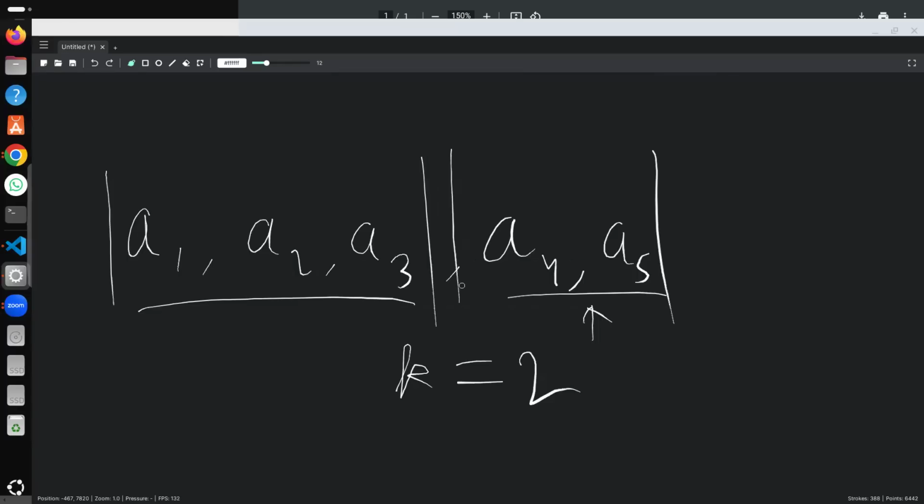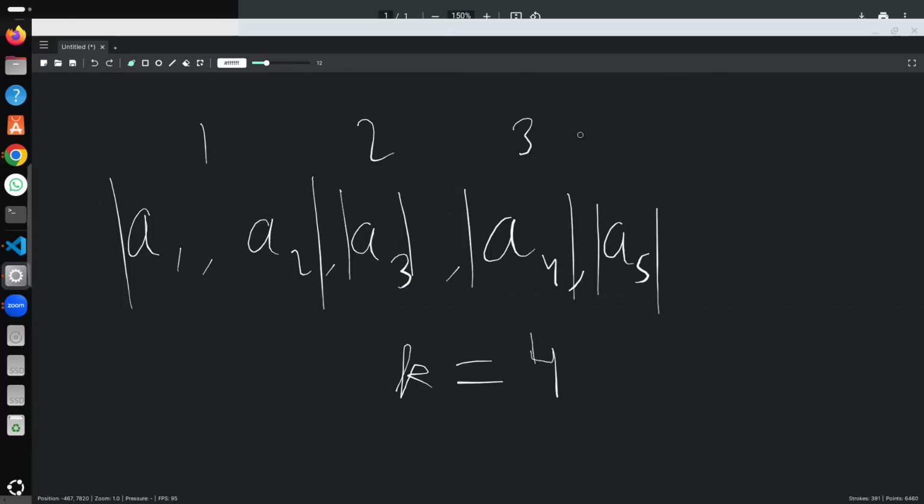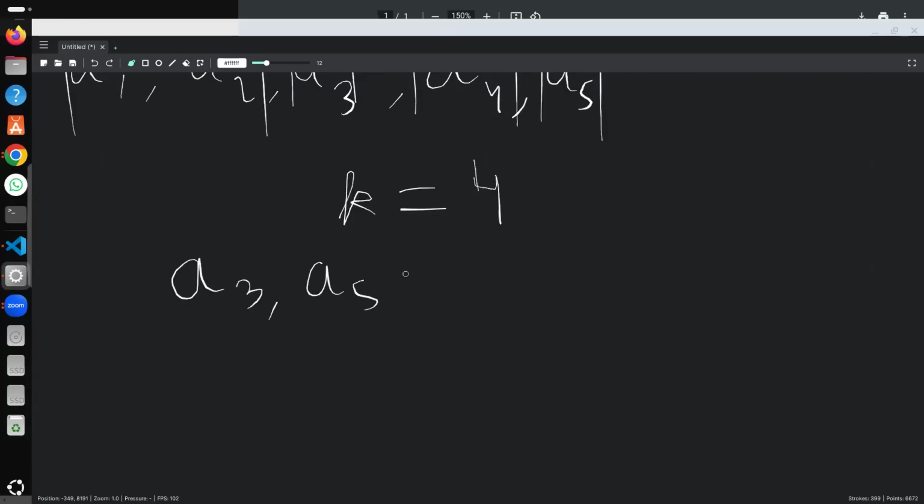Okay, so I'll take an example. Let's say in this case we had k equal to 4. We need to make 4 groups, right? So if we make groups like this, one group is this, second is this, third is this, and fourth is this. If we concatenate the even groups, the array B will become A3, A5, and in the end we concatenate a 0. So this is the array B.